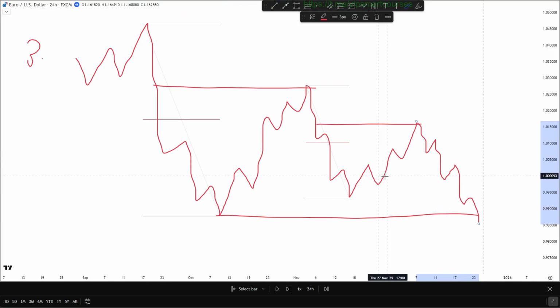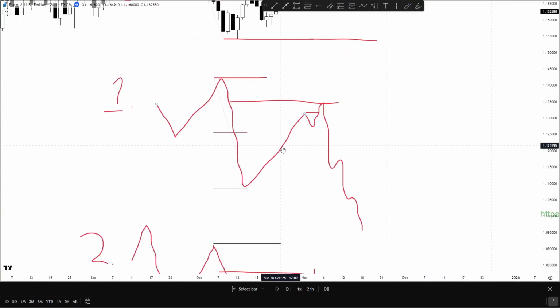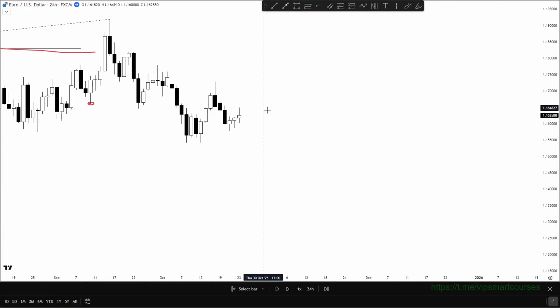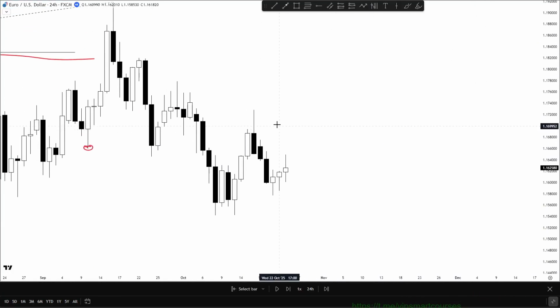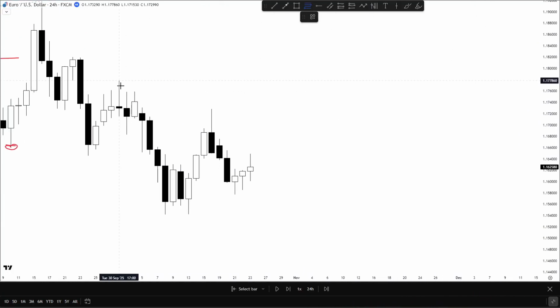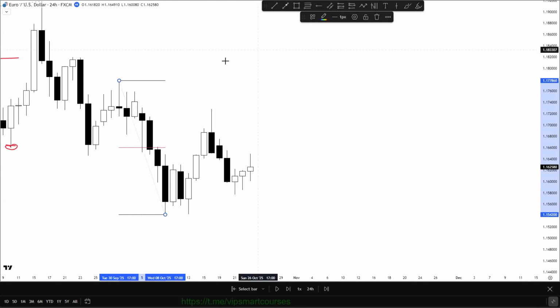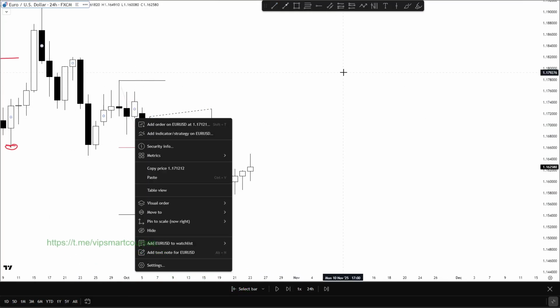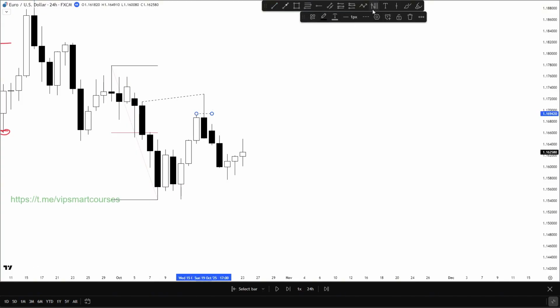In this scenario, we'll expect this macro dealing range to be rebalanced, and once it's rebalanced, then we'll anticipate price to have a bearish range expansion lower. Okay, now let's look at this price action. Let me remove all of this. We have this macro dealing range and we had an SMT divergence. We also tested this premium key level and formed a candle range.